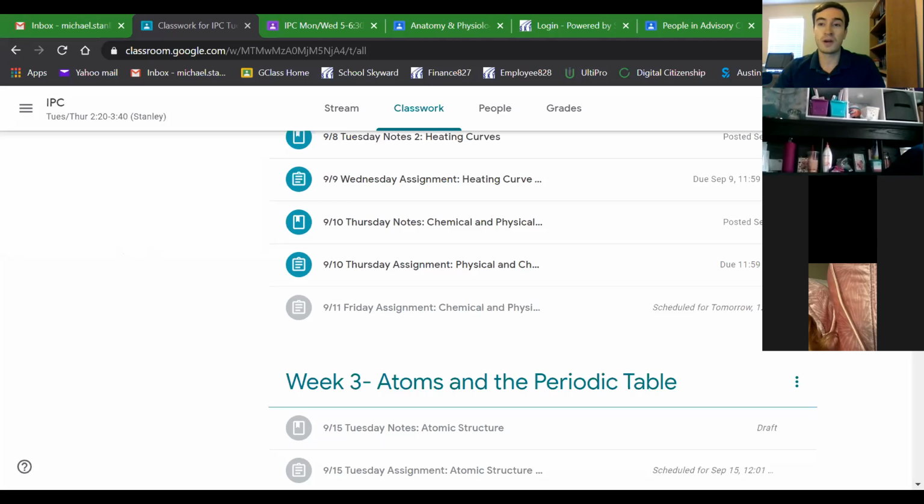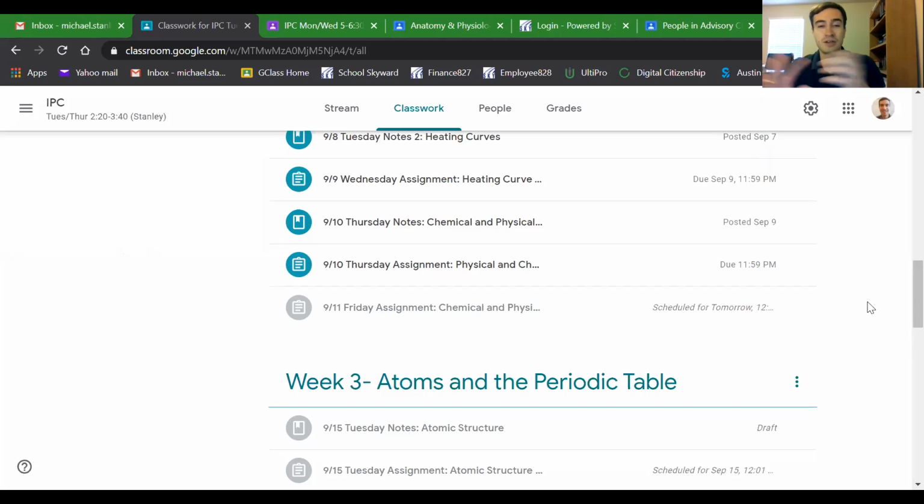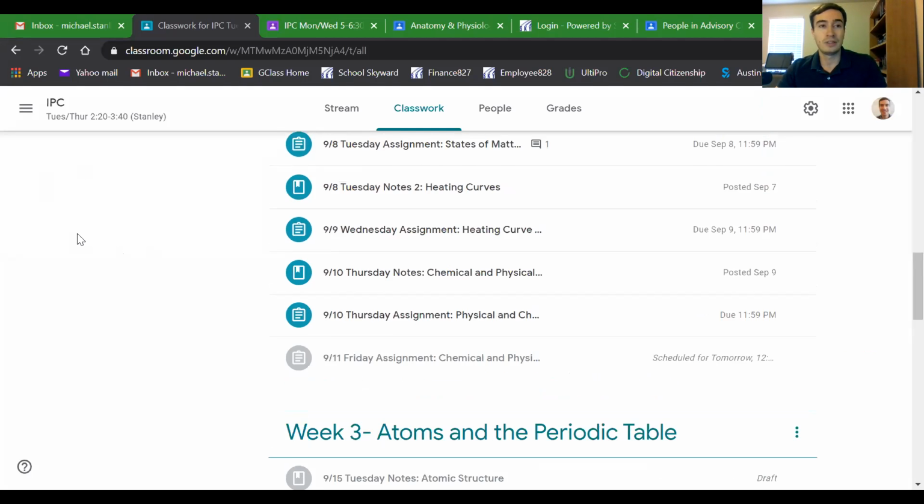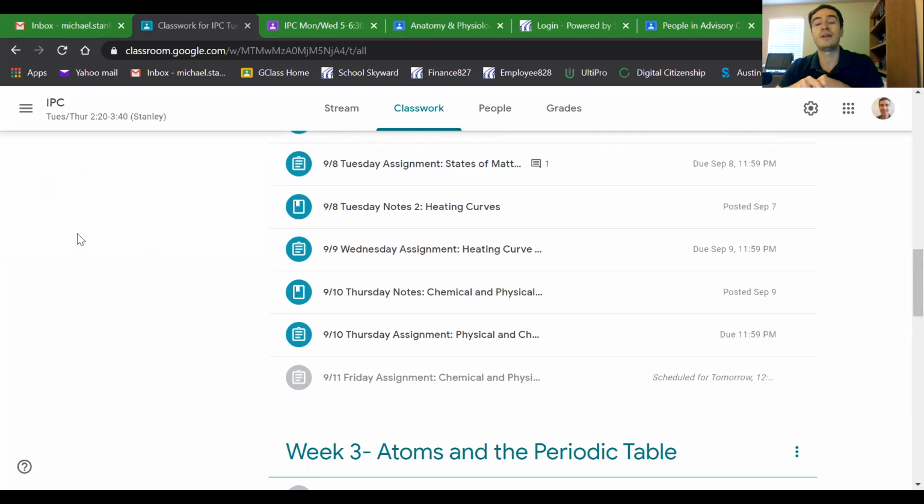So let's go ahead and jump in to the notes for today. So we've been going over things like the states of matter, solids and liquids, and how we change in between those. We've looked at what happens when we heat up matter over time, right? So that heating curve was all about what sort of changes go on in matter when it gets heated up or cooled down.